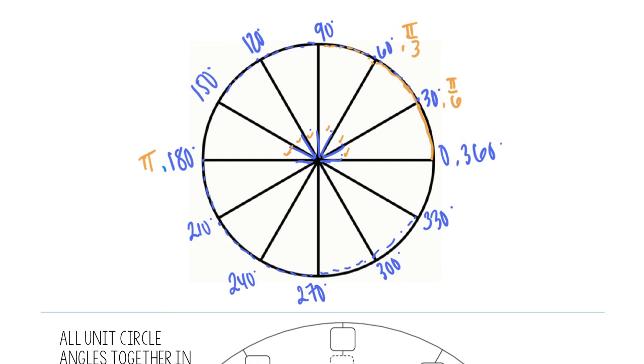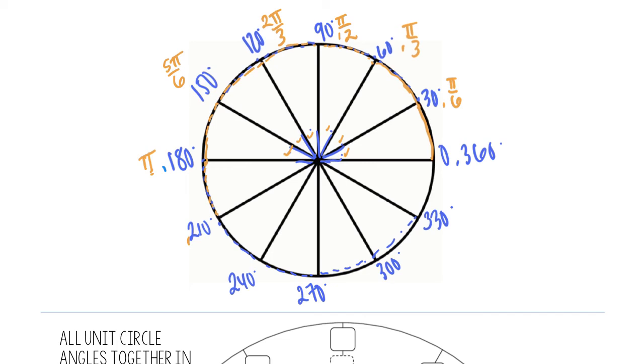Then if we add another 1/6, we get to 3/6, but 3/6 is the same as 1/2. Then we get to 4/6, but 4/6 is 2 pi over 3. Then we get to 5 pi over 6. Add another 1/6, we get to 6 pi over 6, and that is the same as 1 whole. Keep on adding your 1/6.